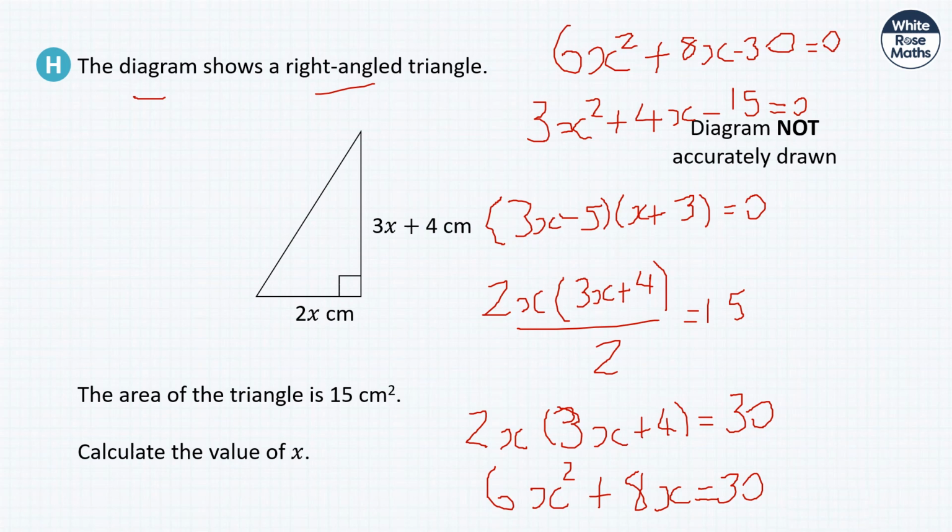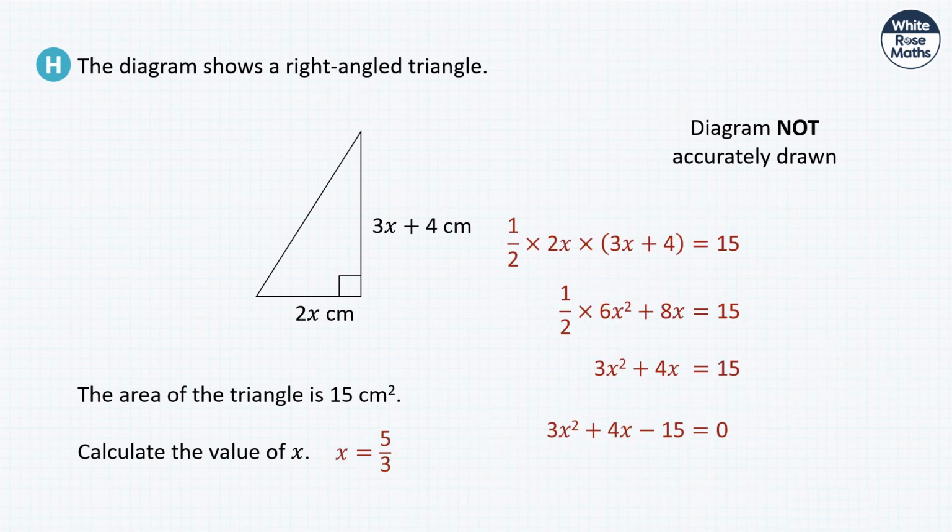So my solutions are x is equal to 5/3 or x equal to minus 3. I disregard the negative value because I cannot have a negative length. So x cannot equal minus 3. So x is equal to 5/3, guys. Okay, that's my answer for that question. Hopefully that makes sense, guys. There we go. That's the answer for that.